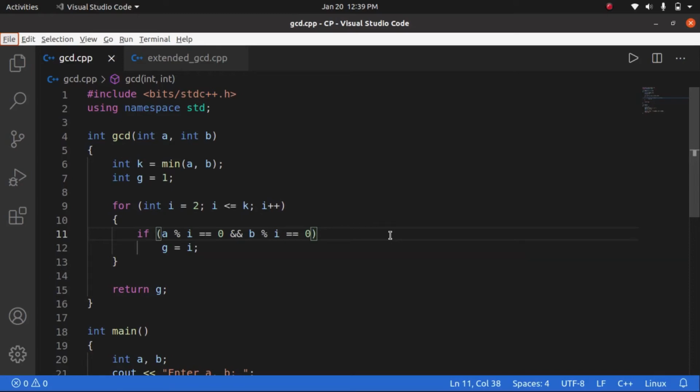So in this video we're going to see about GCD. So what is GCD? GCD stands for greatest common divisor. So in this problem we are given two numbers a and b and we have to find the greatest number which divides both of them.